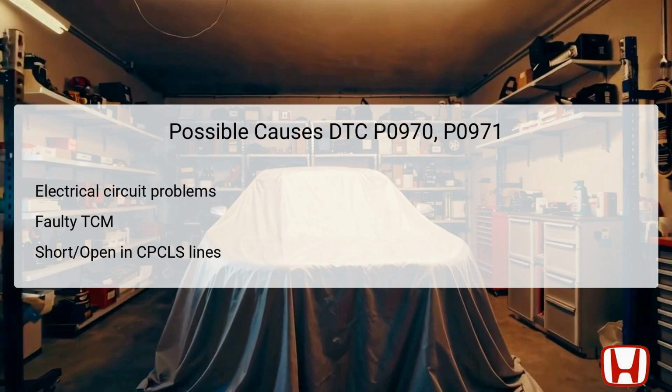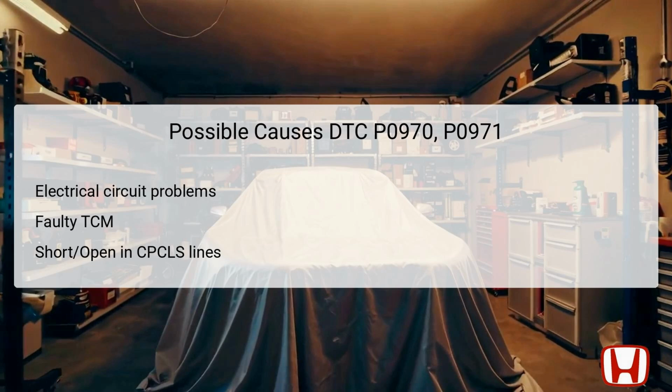The possible causes of DTC P0970 and P0971 primarily stem from electrical circuit problems. These issues include faults within the transmission control module, TCM, which may require replacement if diagnosed as faulty. Additionally, short circuits or open circuits within the clutch pressure control solenoid line, CPCLS, could be to blame.